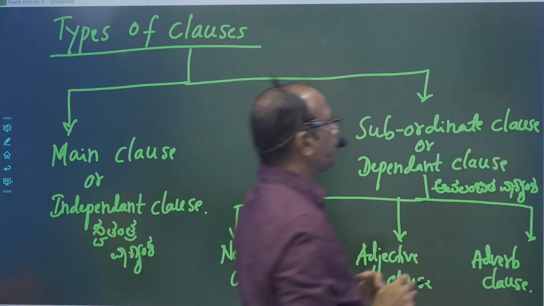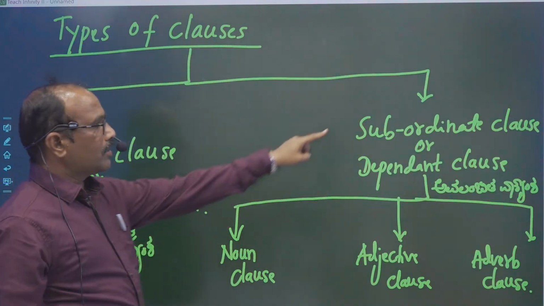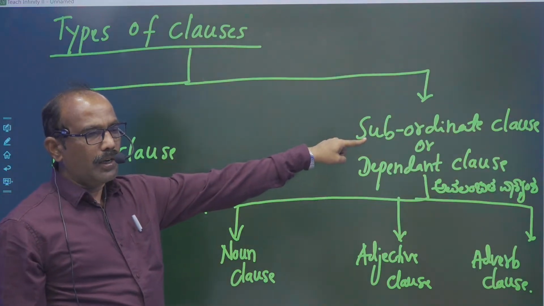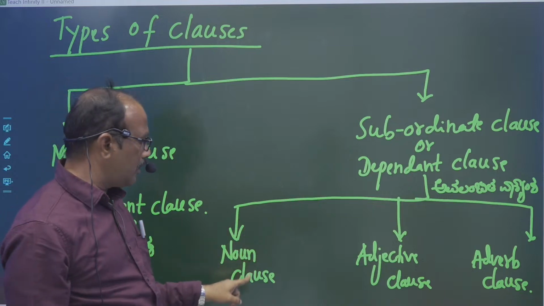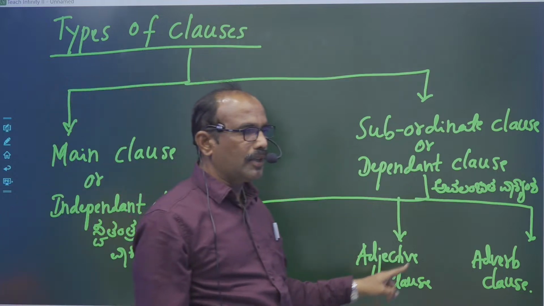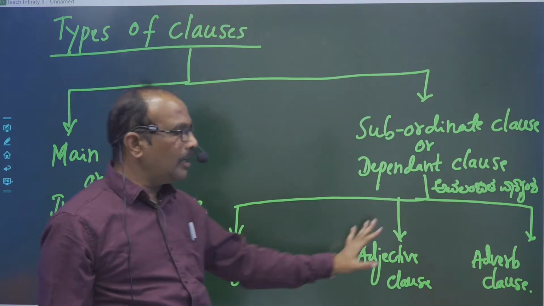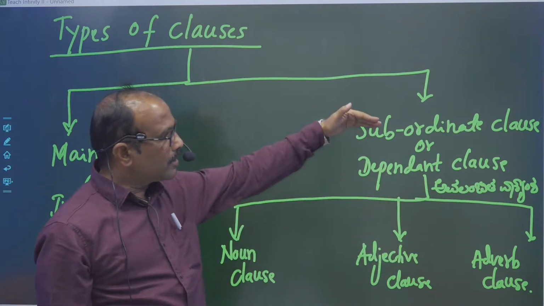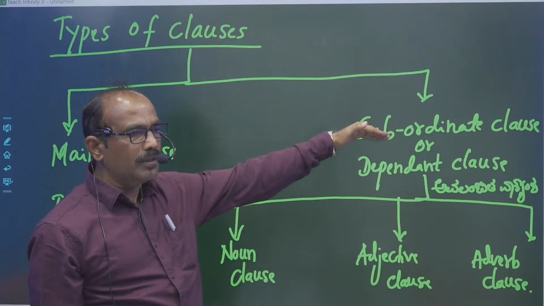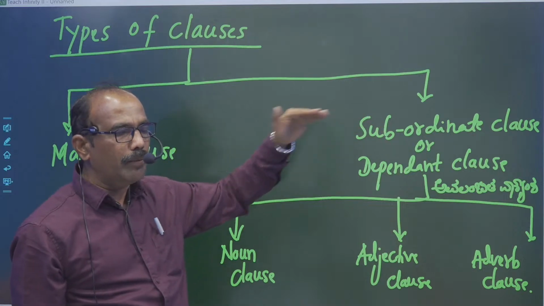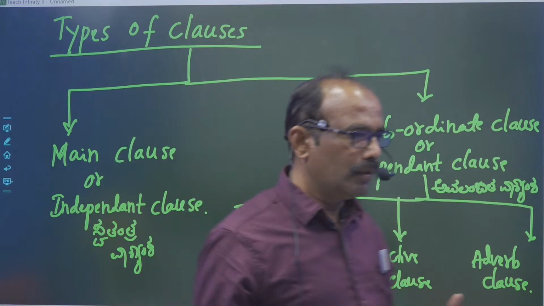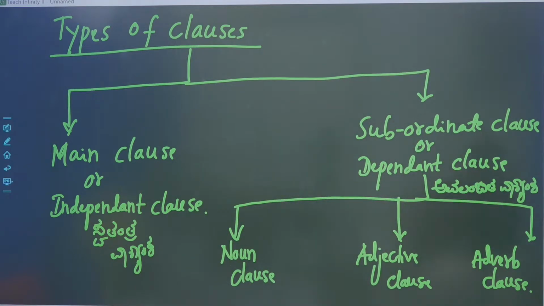Look at this. Under subordinate clause we have three types. One is noun clause, the second one is adjective clause, and the third one is adverb clause. All these three clauses are mainly subordinate clauses, which means they do not give the meaning on their own.